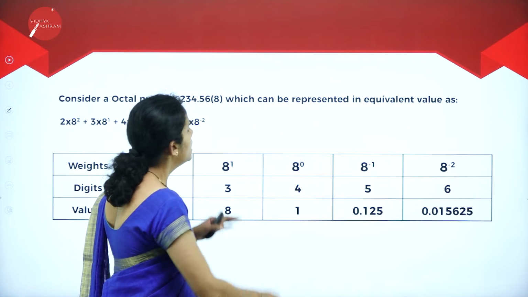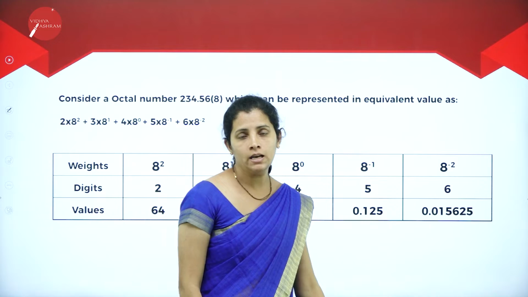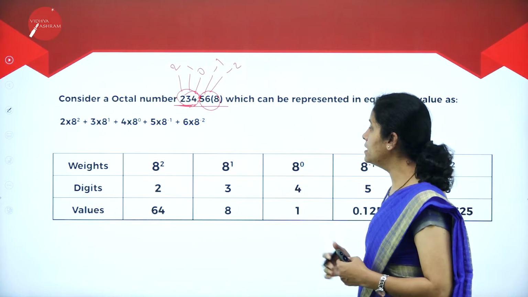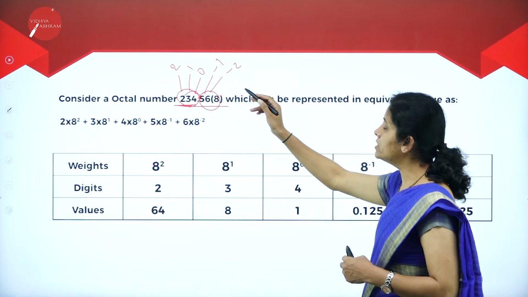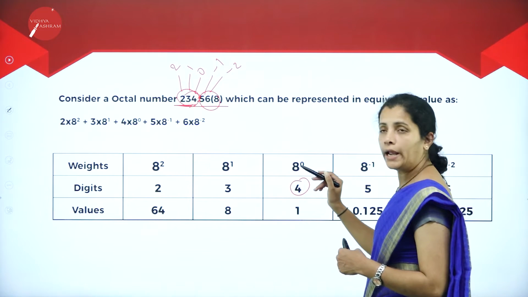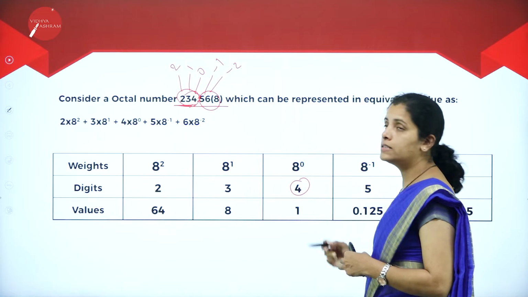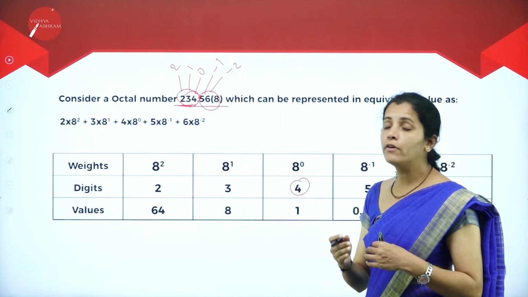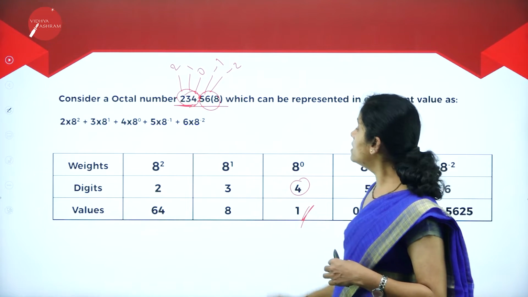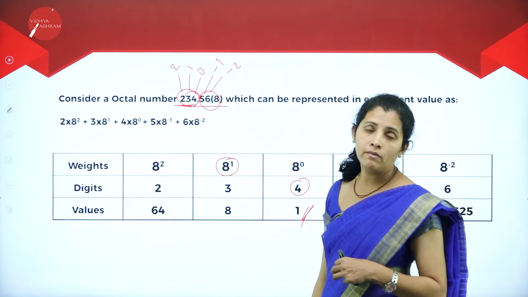Moving further, I'm going to have the table representation. Now consider the table here. What is the position? What is the 0th position? I have 4. 4 into 8 to the power 0. So what is the power of 8? It is 1. And here I have 8 to the power 1.